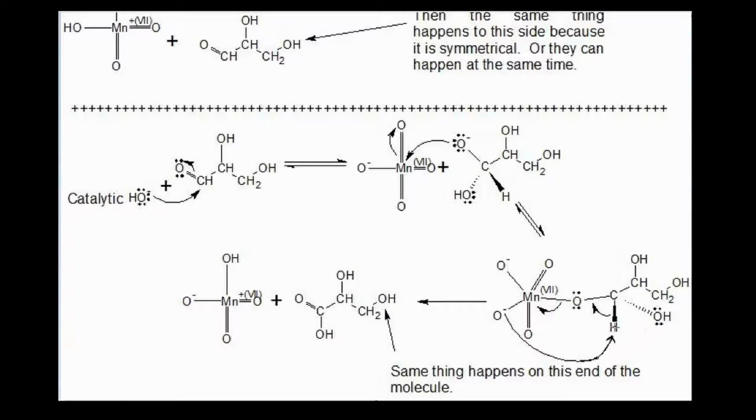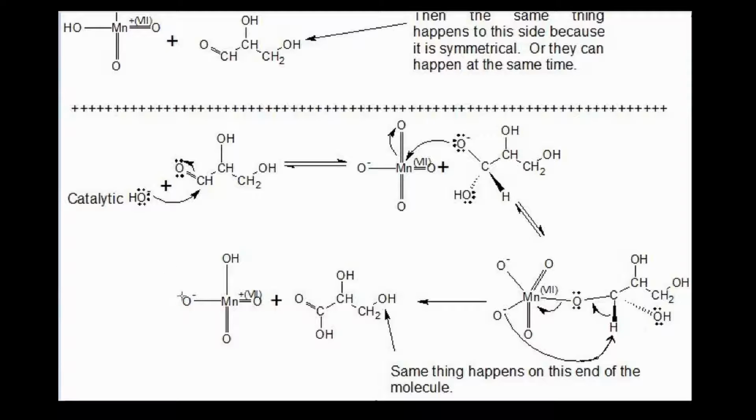So this pair of electrons again will attack and abstract this hydrogen. That's going to let this pair of electrons join this bond right here, and that's going to create the carboxylic acid double bond to the oxygen here. This bond is going to break, and these electrons are going to travel back over here to the manganese, and we're going to have the separation right here, and it's going to leave this glycerin here with a carboxylic acid. And once again, because it is a symmetrical molecule, this is going to happen on this side as well.